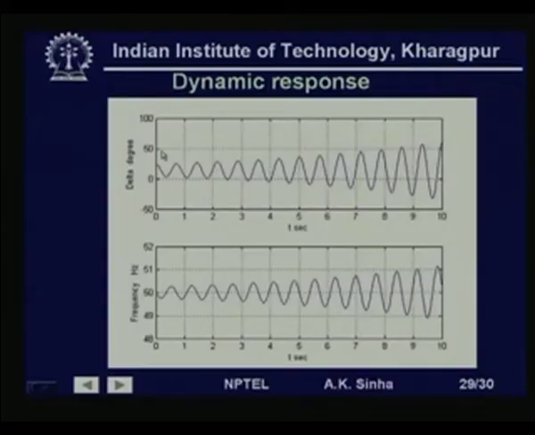And if we do the plot, we see how the delta angle oscillations keep building up. The same thing happens with the frequency. So, it will keep building up and the system will be in a runaway situation. So, here we have seen how even for small perturbations the system can be stable or can become unstable when the damping term is negative or the synchronizing coefficient is negative.